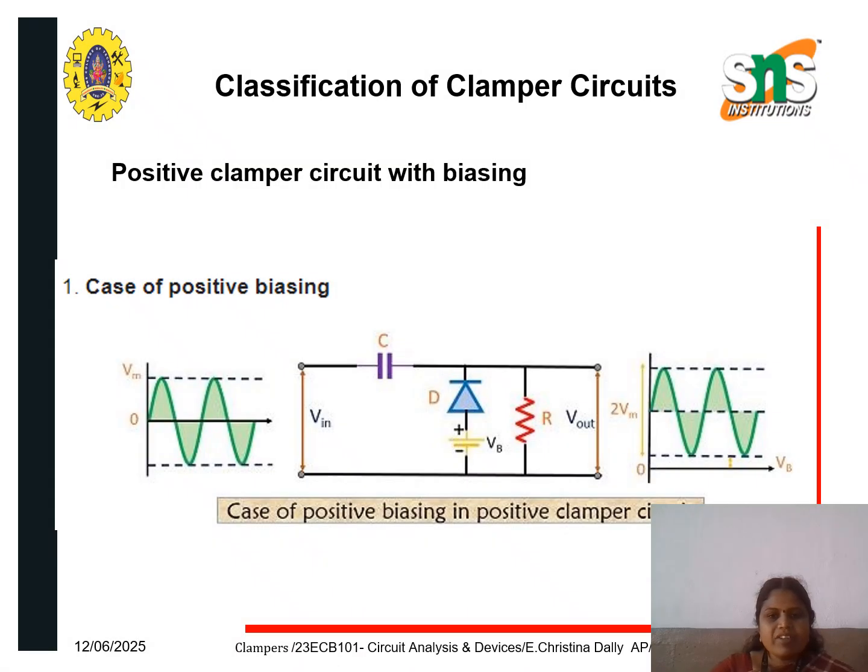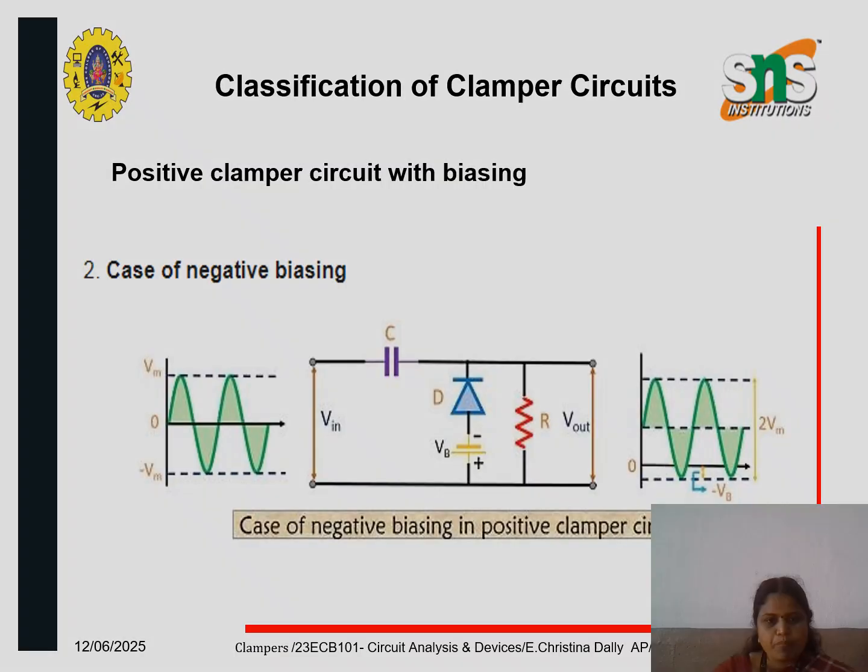So this is the classification of clamper circuits. Now the positive clamper circuit with biasing. In case of positive biasing, the diode terminal has both anode and cathode. The cathode is connected to the capacitor and the anode is connected to the power supply, which produces the output in case of positive biasing.